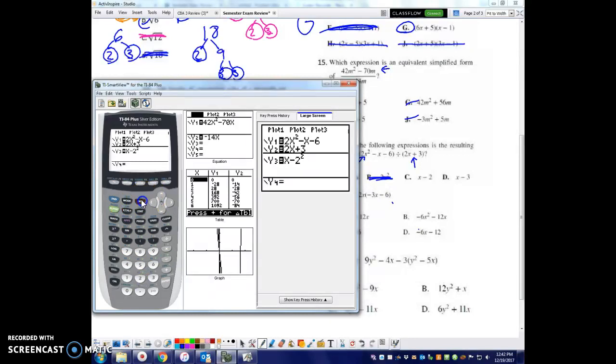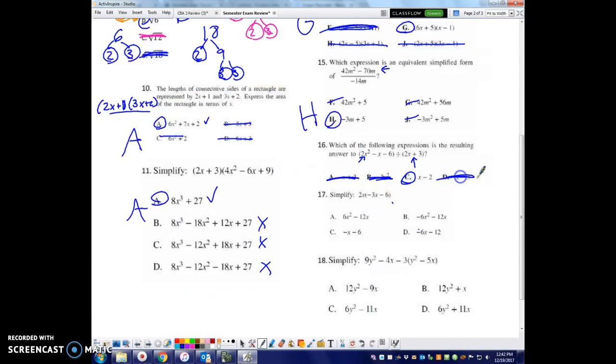Oh, let's delete all this. Let's clear it. X minus 2. So here's our first one. And here's the second one, right through the x-intercept. It is C. On your test, still check D.